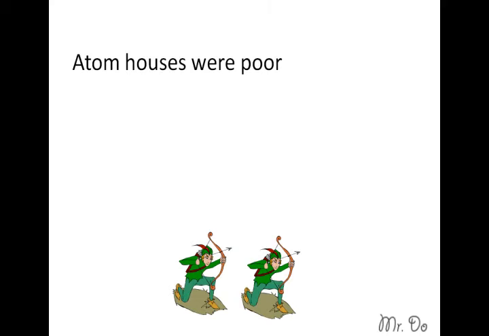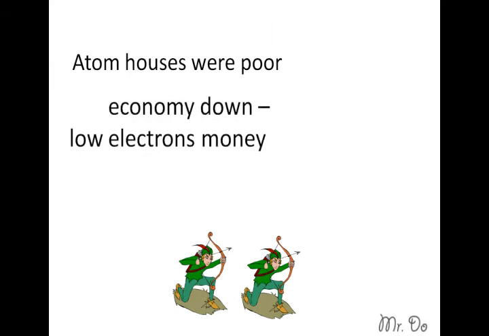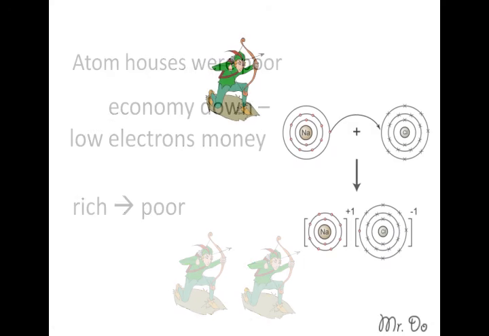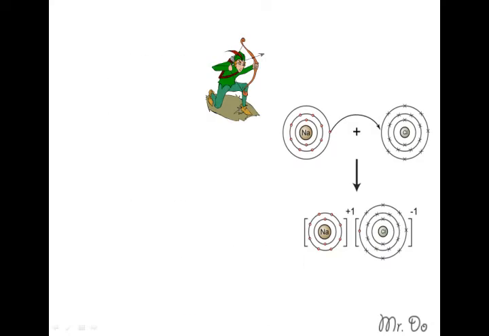Now during their time, the Atom houses were very poor. They have very poor kids, the proton kids, so many of them. The economy was down and all the Atom houses were low on electrons money. So these two brothers, they stole from the rich to give to the poor. Haven't we heard that story somewhere?